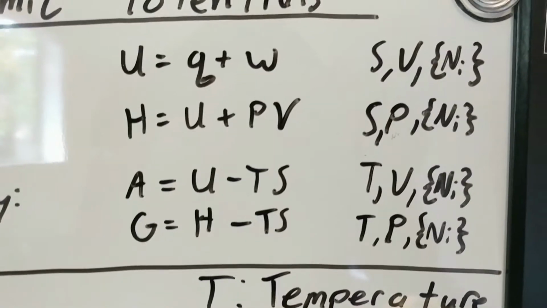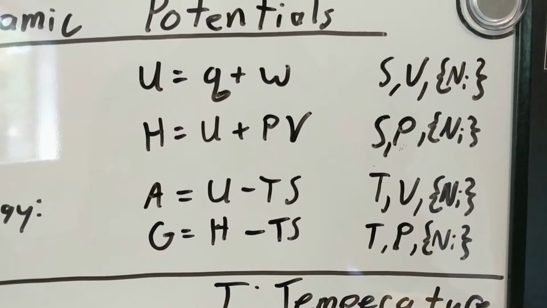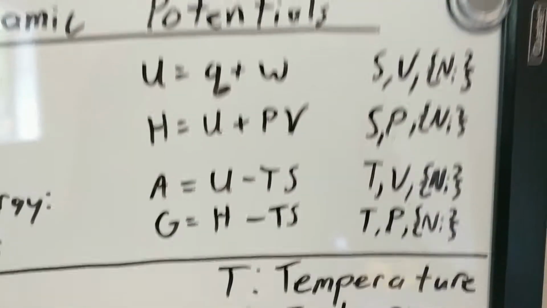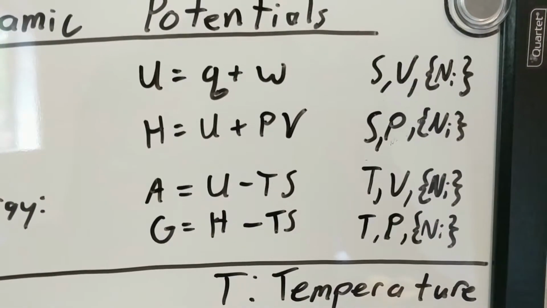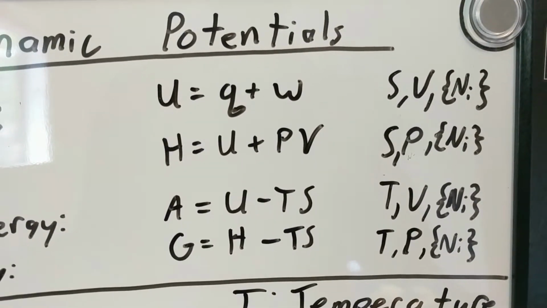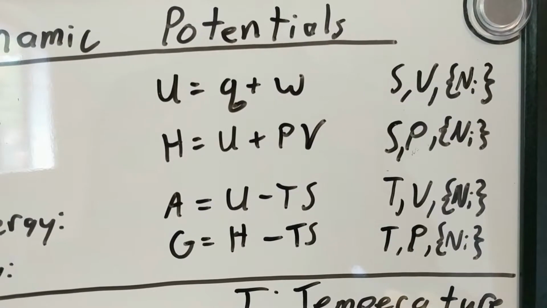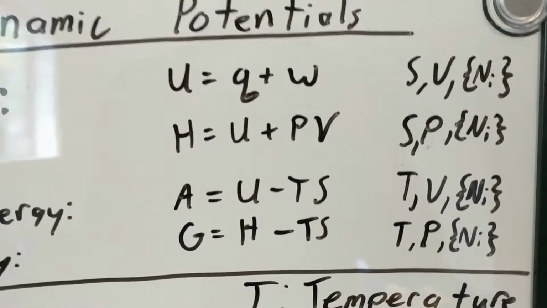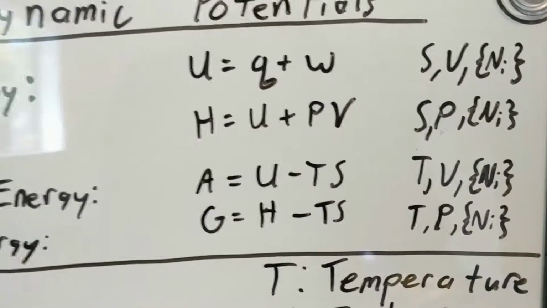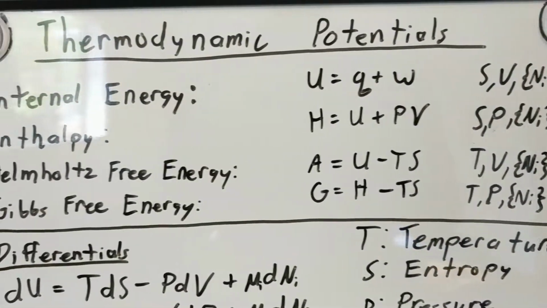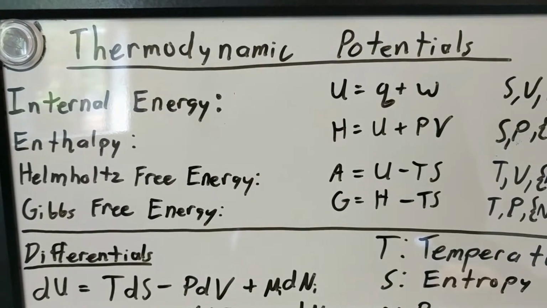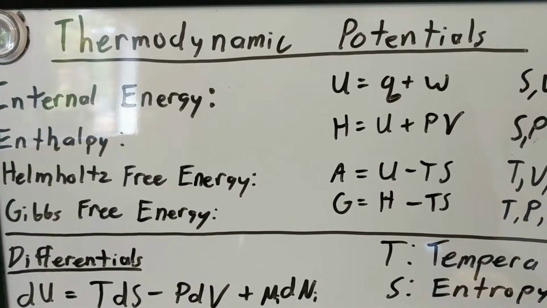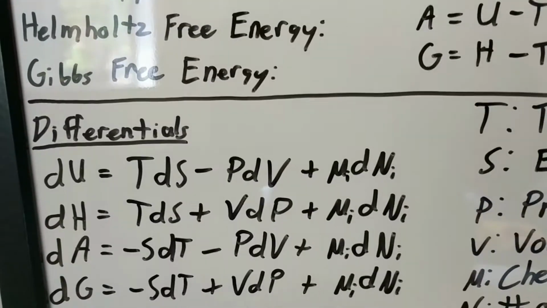And to the far right, we have their natural variables, which they are often defined in terms of. And these will make a bit more sense further down. I should explain that I use Ni in the squiggly brackets because this is the number of moles, and it's often left off because, well, you'll see why in a bit. So, these thermodynamic potentials are used to describe the difference between two states of a system. So often they are put in terms of their differentials.